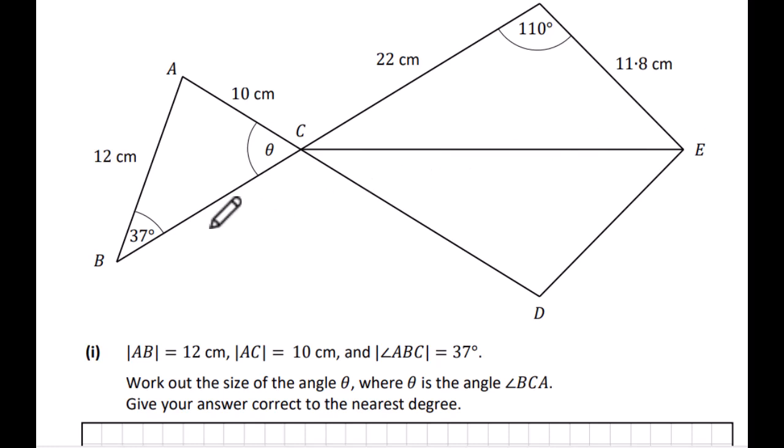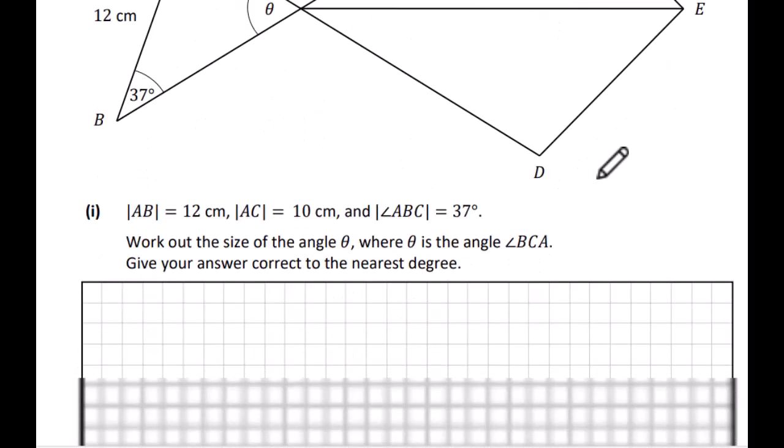So we're looking for BCA, we're looking for this angle here. So we're going to look at this triangle here. We have two sides, and we have an angle opposite one of the sides. It's not an enclosed angle, it's opposite to the 10 centimeters. So what we're going to do here is use the sine rule. We're going to say sine of 37 over 10 is equal to sine theta over 12.